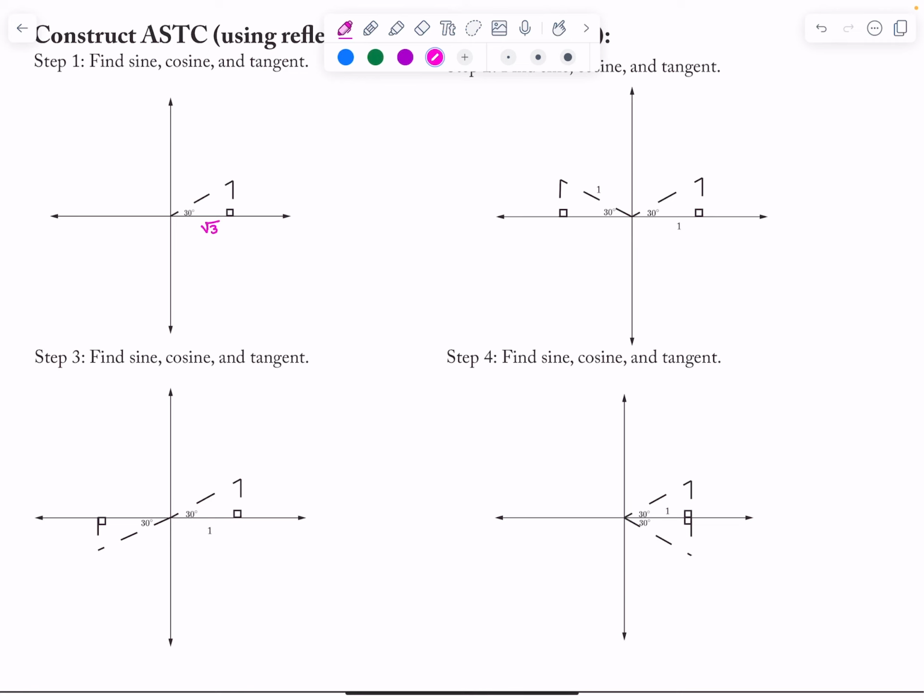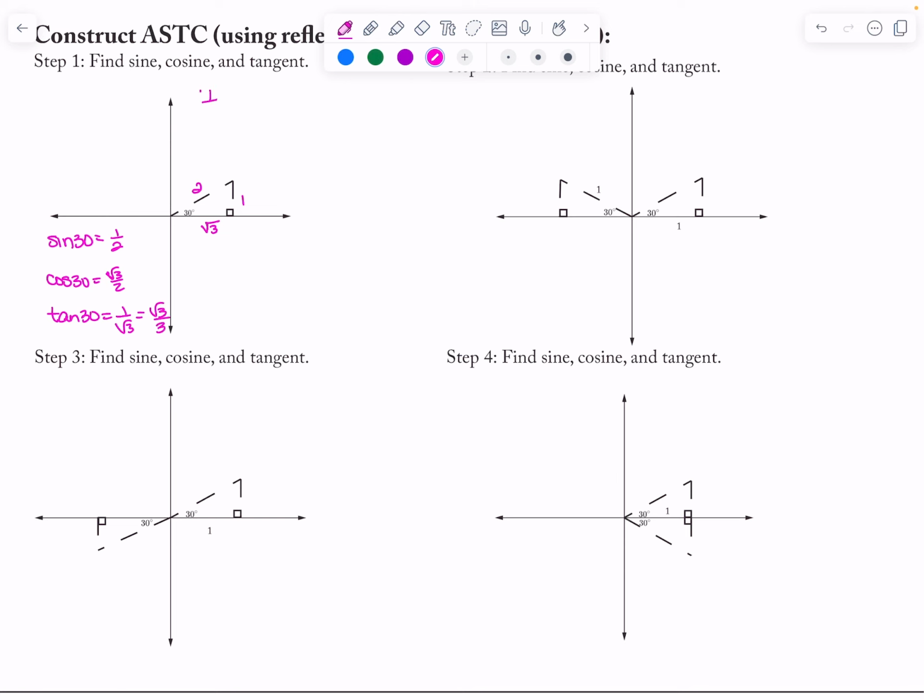The adjacent side of the 30-degree angle is the root 3 side, and then it is a 1 and a 2. So I want to find the sine, cosine, and tangent of 30 degrees. So now the sine of 30 is opposite over hypotenuse, the cosine of 30 is root 3 over 2, which is adjacent over hypotenuse, and then I have my tangent, which is 1 over root 3. So the only one I need to rationalize is the root 3 over 3 one.